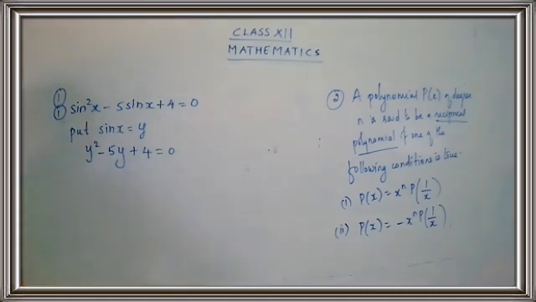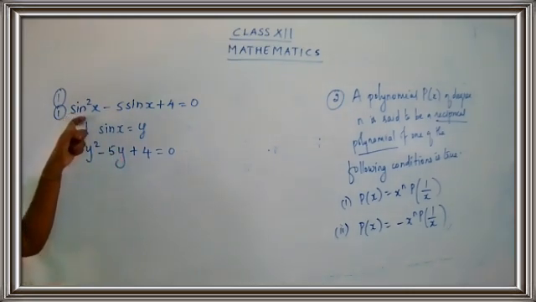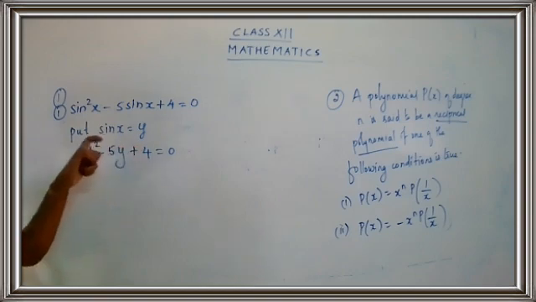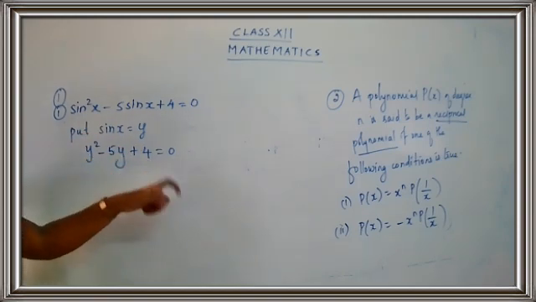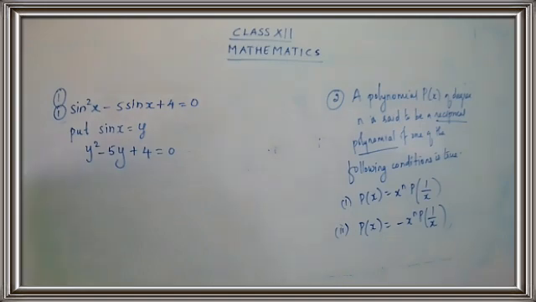So what do you get, children? Y square minus 5y plus 4 is equal to 0. Are you clear with this step? What we have done is just replaced sin x by y. So you get y square minus 5y plus 4 is equal to 0. Now this is a very simple thing. We can apply the T method and get the answer.